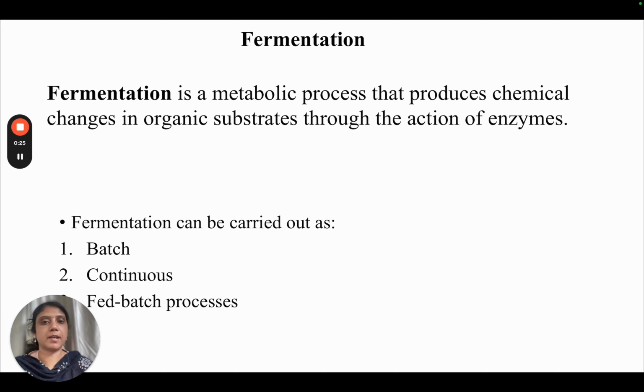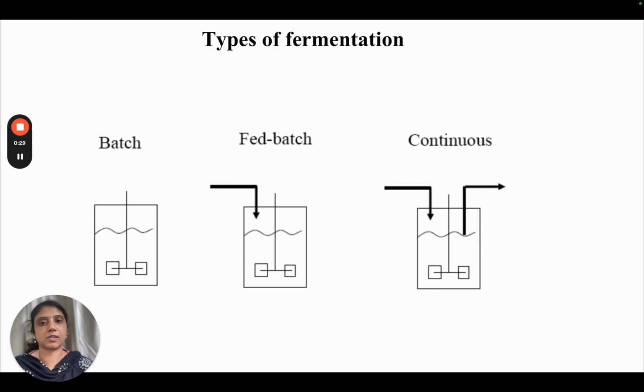So basically, based on the substrate used, it can be classified into submerged and solid state fermentation. Based on the process, it has been classified into batch, fed batch, and continuous. The batch system is a closed system. Fed batch is a semi-batch, that is, semi-continuous system. That is, the feed will be given in a batch-wise manner, and continuously the product will be taken out.